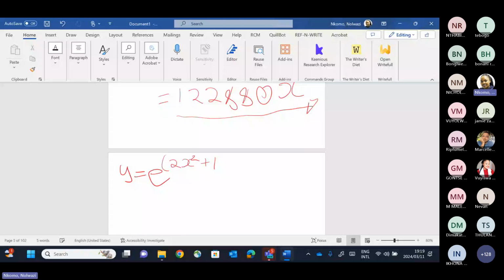Guys, I'm gonna give you 3 minutes. Please try and attempt this. Find dy over dx. We'll do it together after 2 minutes, but please do try it.